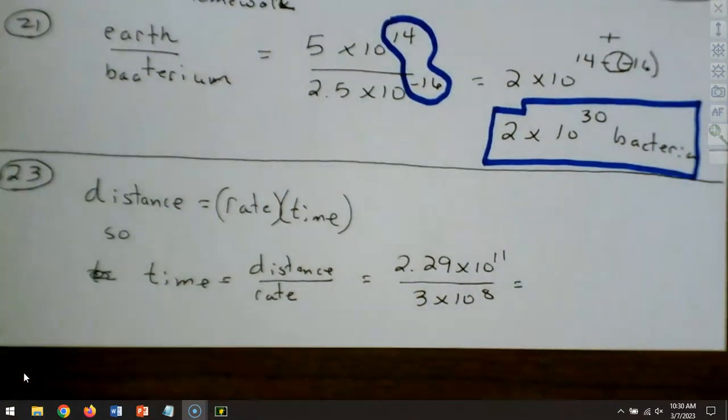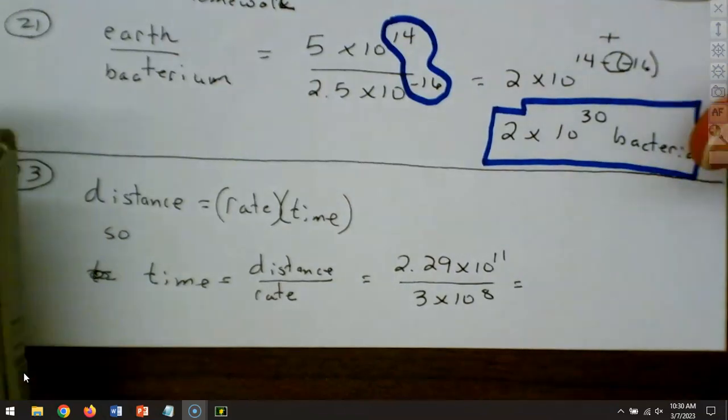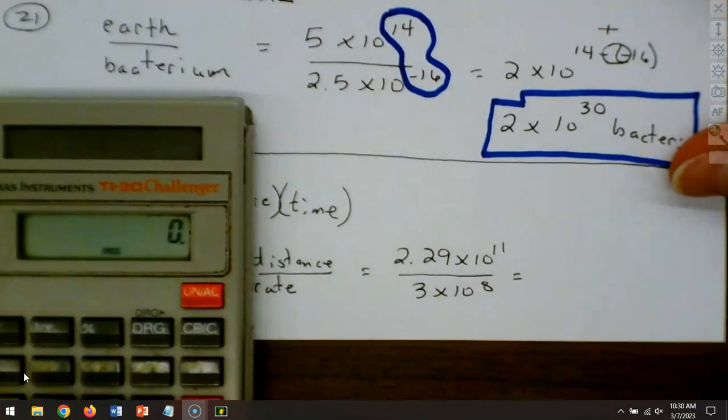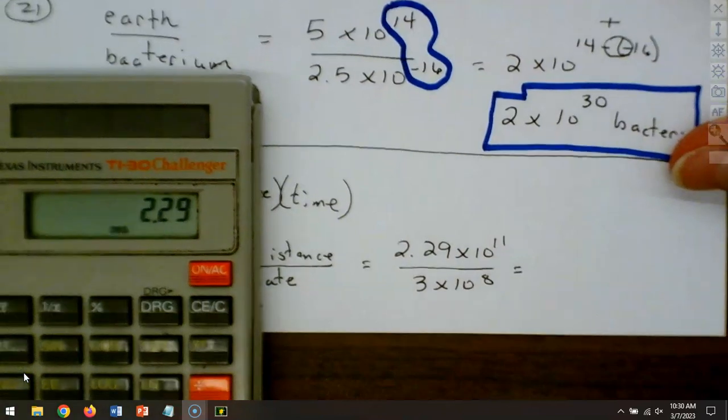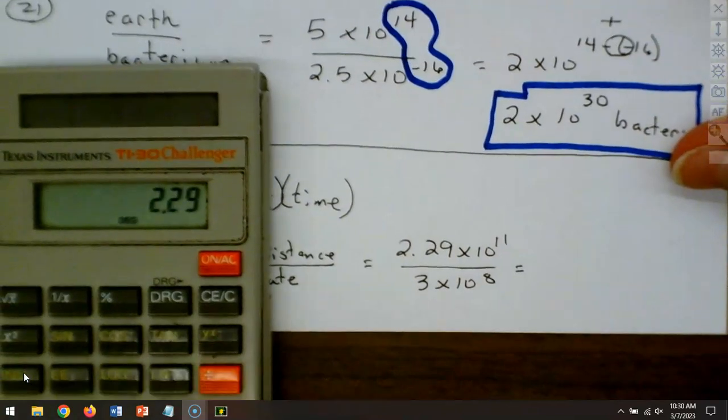And we want to know how many seconds it's going to take, which it should not take that long, right? Because we know it's not that far for light to go from Mars to the sun. Light travels really, really fast. It shouldn't take that long to get there. So let's go ahead and work with our numbers first. So we have 2.29. We're going to divide that by 3.